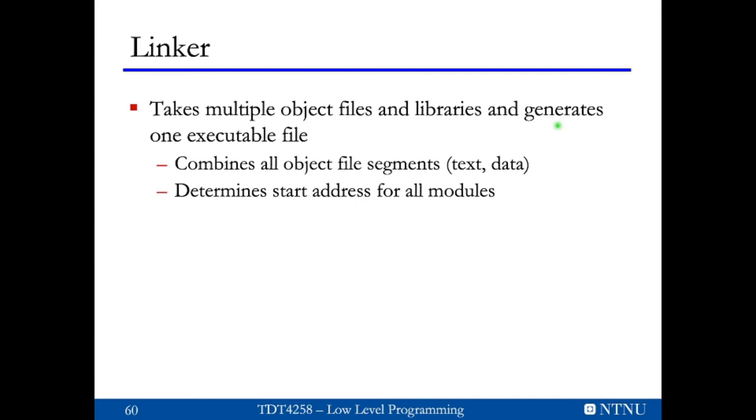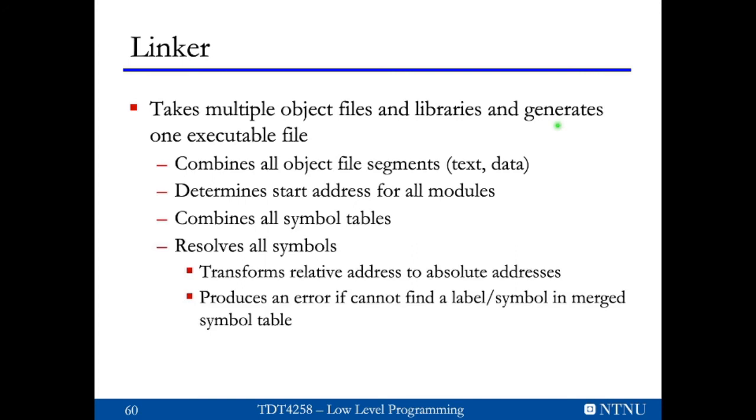It figures out start addresses for all modules, because we know this has been relocatable before in object files, so now they're assigned to memory addresses. Then it combines the symbol tables, and in the combined symbol table it tries to figure out if all the symbols can be assigned values. If not, it throws an error like whatever symbol is not defined anywhere, so it can't link an executable program. It transforms relative addresses to absolute addresses and then generates your executable program.